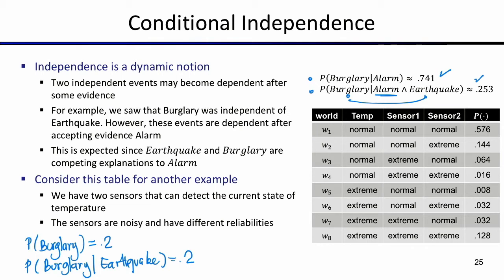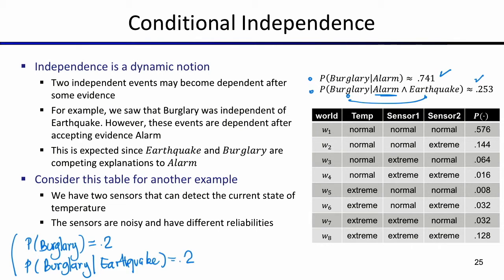So the probability of burglary given alarm and earthquake decreases and goes back to 0.253. That's almost the same that I had before, that was 0.2. So burglary and earthquake, that were independent, became dependent when we added information about alarm. This may sound a little bit strange in the beginning because we tend to think about independence as a static notion, but it actually is not.